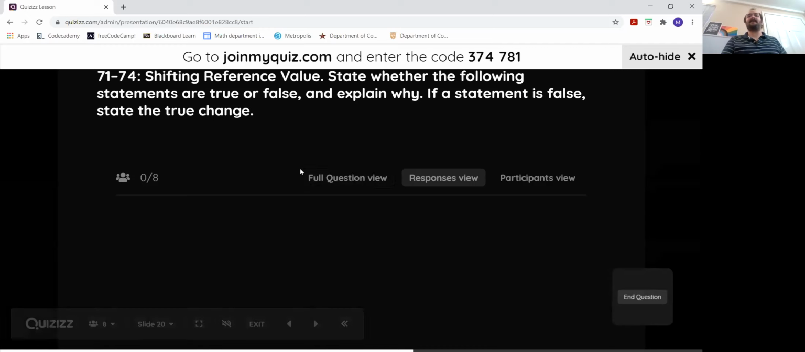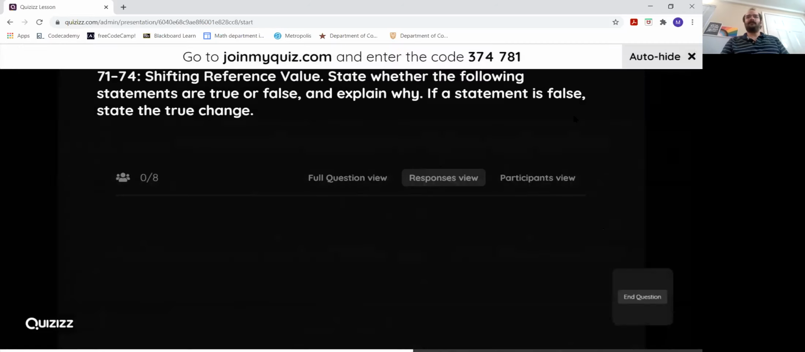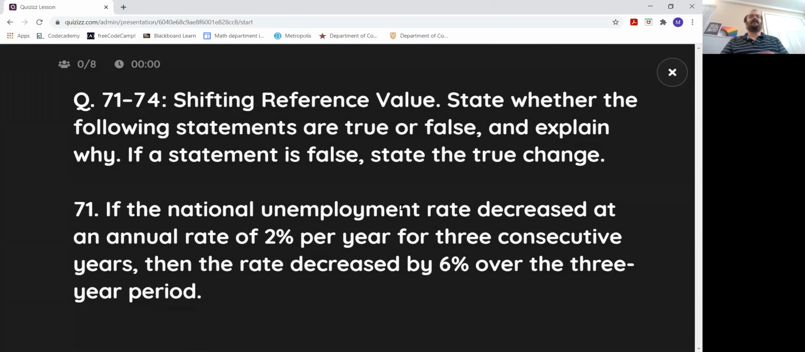Shifting reference value. Okay, so now we went through a few uses of percentages. Now we're getting into the abuses part. If the national unemployment rate decreased at an annual rate of 2% per year for 3 consecutive years, is it true that it decreased by a total of 6% over the 3-year period? So if I go down 2% each year, is it true that I went down a total of 6% over the 3 years? I was giving maybe a little bit of a hint, but this was the shifting reference value problem that we were talking about in the abuses of percentages.